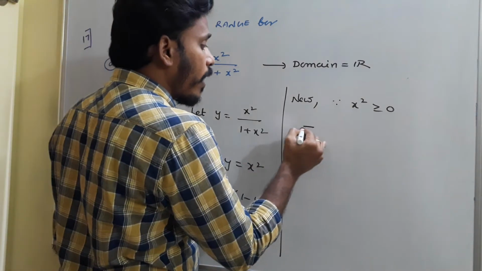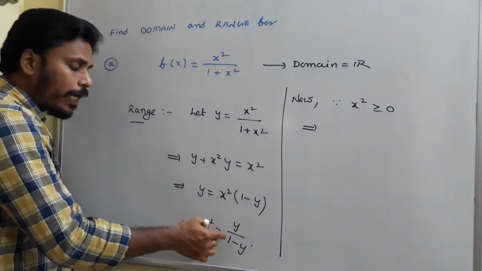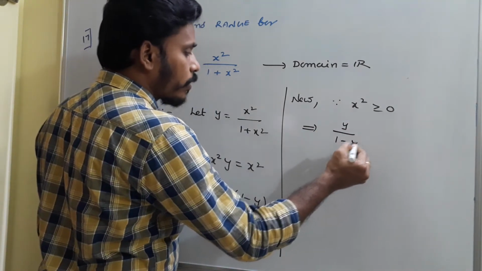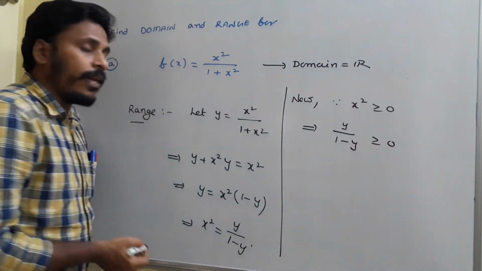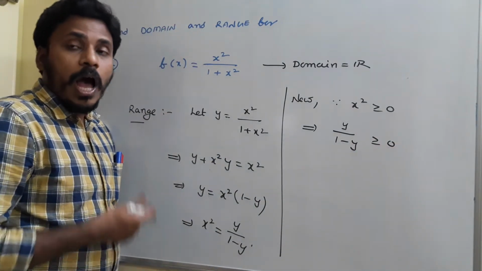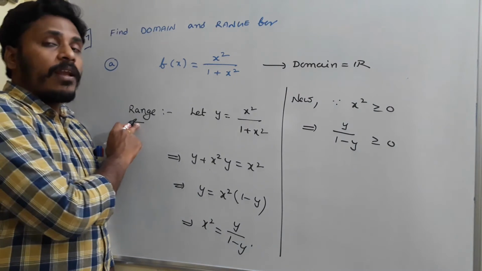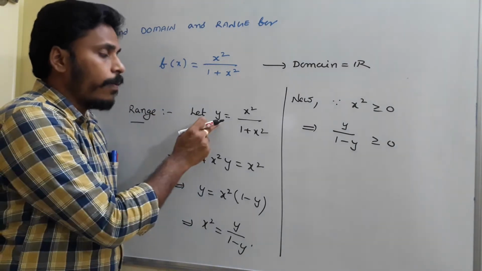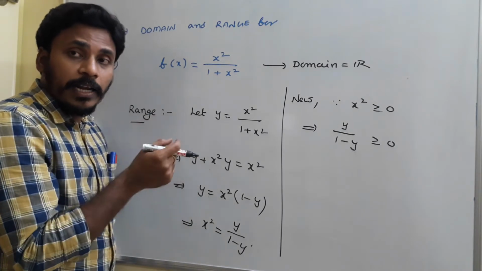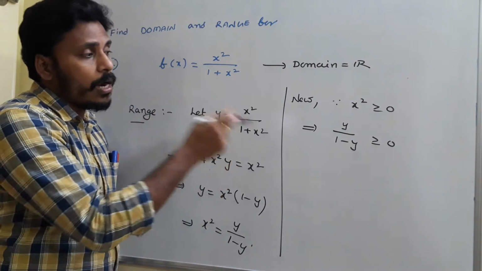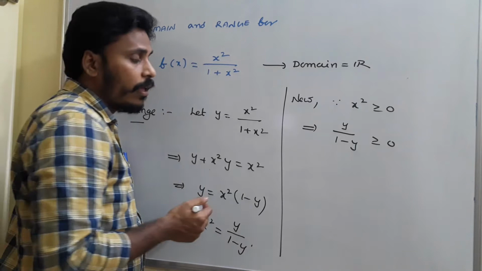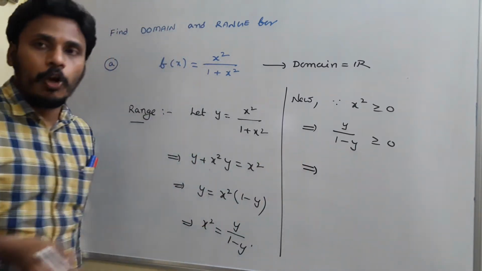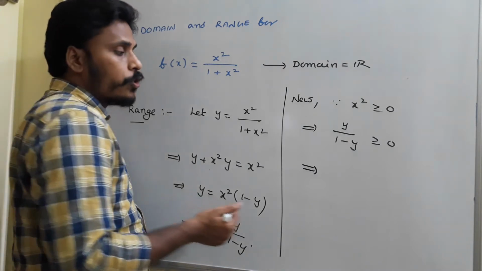And since x square is greater than or equals to 0, it is y by 1 minus y. As we expressed, that x square is y by 1 minus y. Our intention is to find the range, nothing but to find the possible values of y. Finding range is nothing but finding possible values for y, and now I have an inequality in terms of y. We need to solve it. Just look at the problem. This 1 minus y is in the denominator, and I don't know whether it is positive or negative.